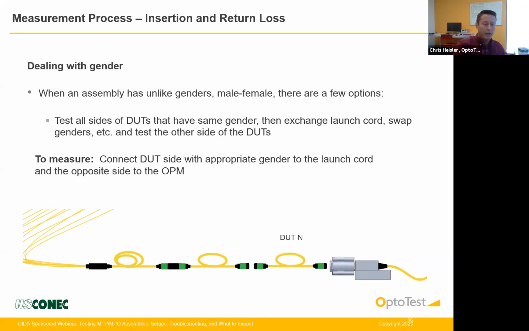So in the end, what we're going to have is all of our DUTs, all female sides tested for insertion loss and return loss, and all male sides tested for insertion loss and return loss.